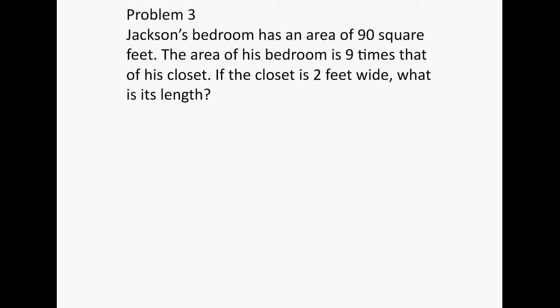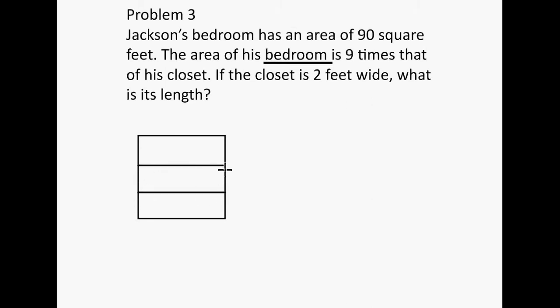Okay. This one's kind of a tricky one, but we'll make some good sense of it. It says Jackson's bedroom has an area of 90 square feet. The area of his closet is 9 times that. The area of his bedroom is 9 times that of his closet. All right. So if we have his bedroom and 9 times, wow, that's a pretty small closet, right?